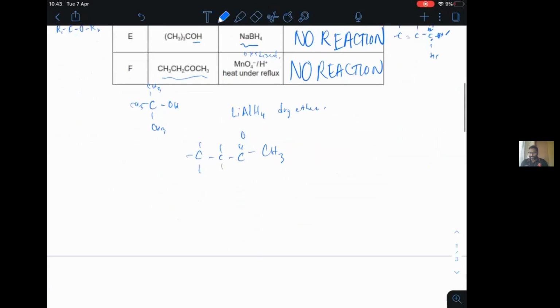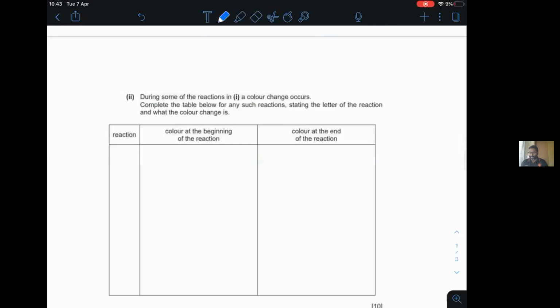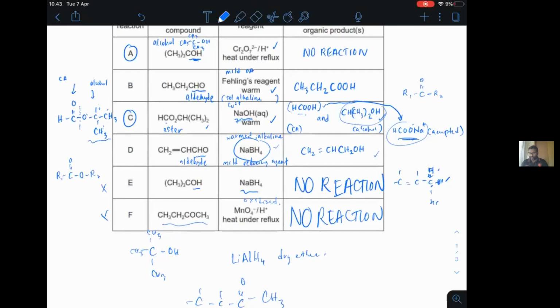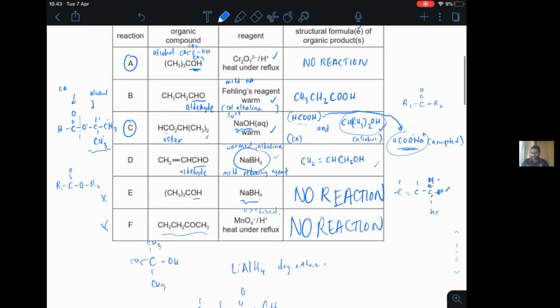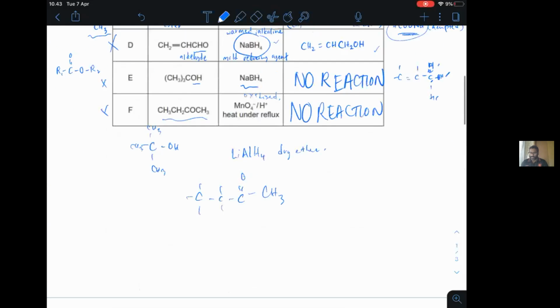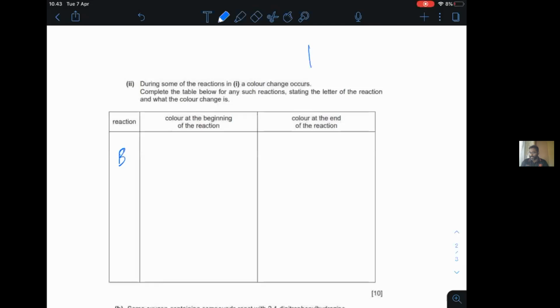No reaction. Now, if you move on, you see that during the reaction some color change is going to happen. They want you to complete over here. So obviously no reaction, we are not going to put it over there. There is no color change for here. So no reaction, ignore. Only for reaction B is there a color change. If you're using Fehling's, the color is going to be, Fehling's is copper 2 plus, a clear blue solution.